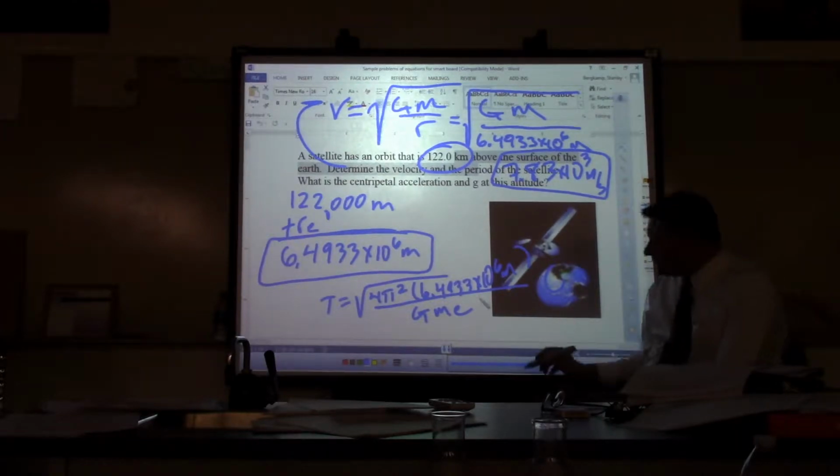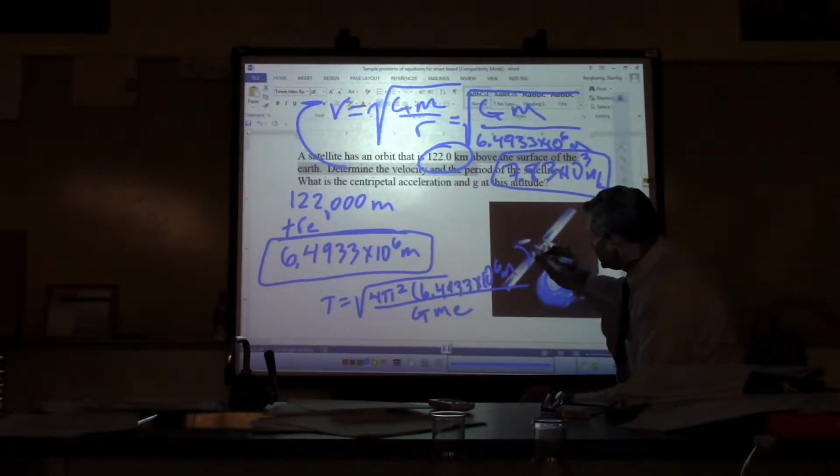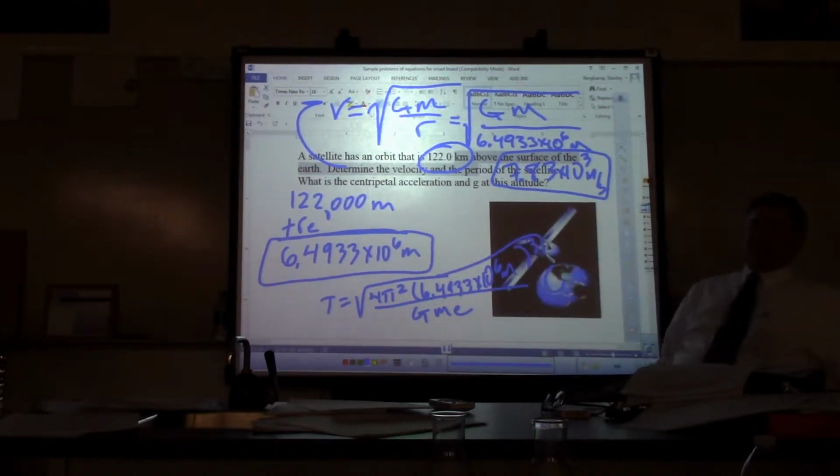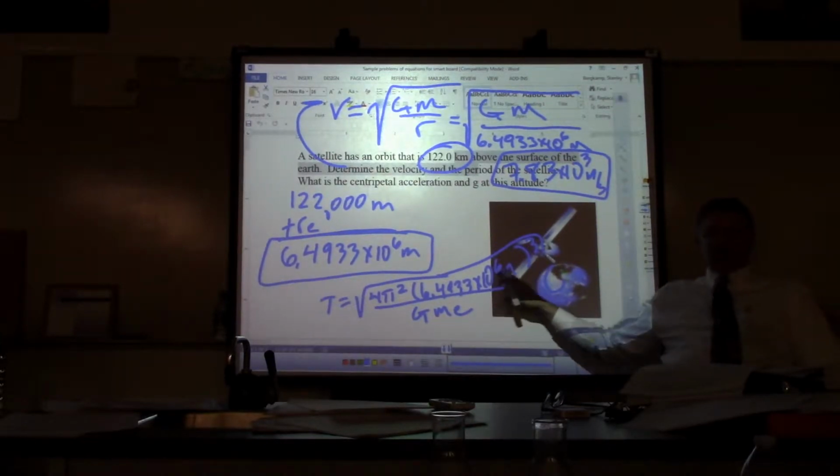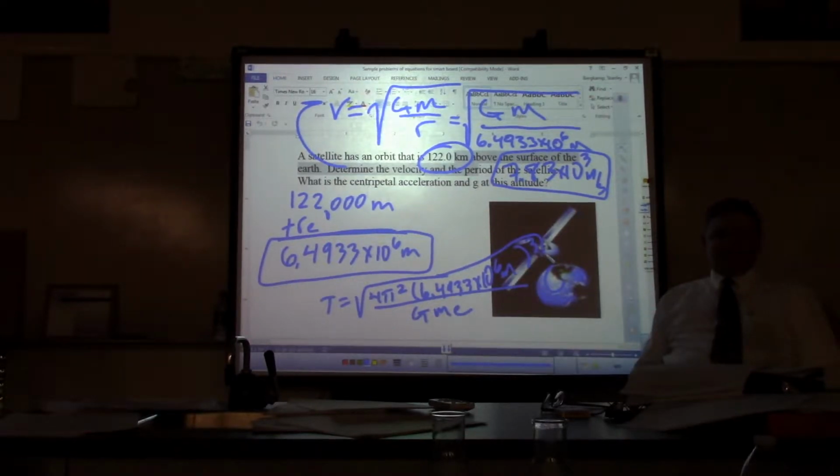Now, here's what you're going to forget to do. I lost my 3, this radius has to get cubed, okay? Because you're talking about an order of magnitude of like 10 to the 12th difference if you don't cube this. That's kind of a big deal.